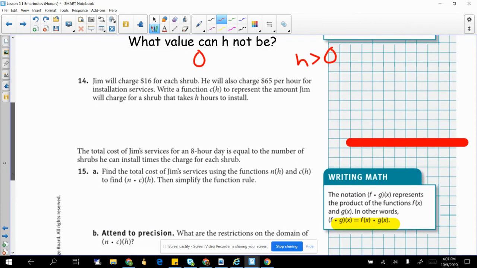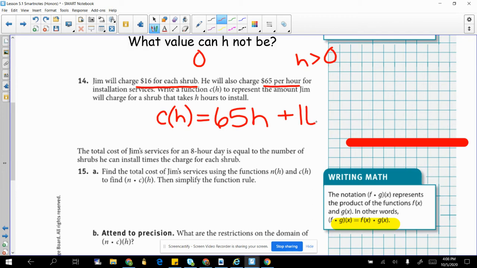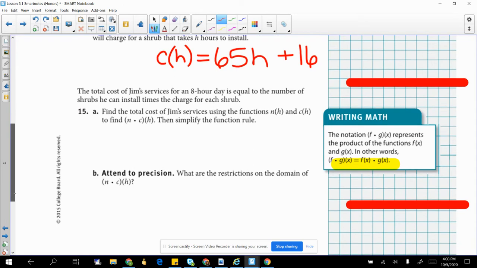Then 14 says, Jim will charge $16 for each shrub. He will also charge $65 per hour for installation services. Write a function c of h to represent the amount Jim will charge for a shrub that takes h hours to install. So we still don't know hours, but we know he's going to charge $65 per hour, so 65h. Plus, he's also going to charge $16 for the shrub, so plus a flat fee of 16.